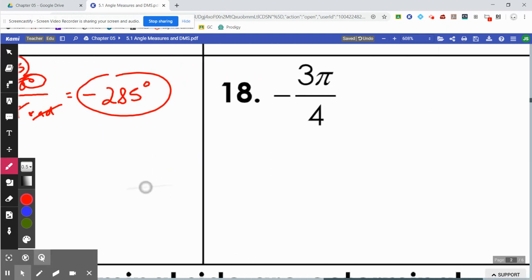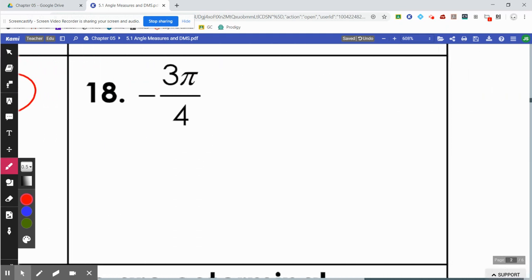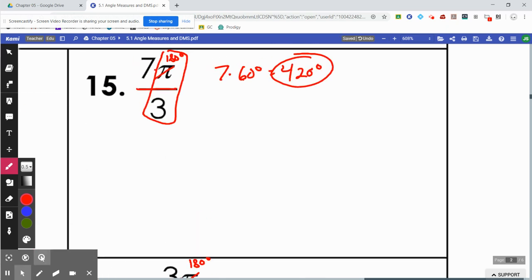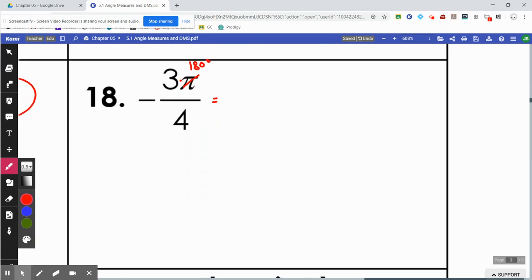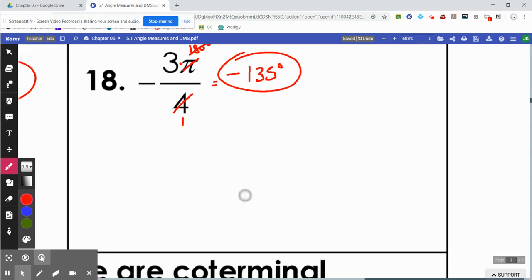Okay, number 18, the last one of these, negative 3 pi over 4. Again, I want you to get into a habit of just putting in 180 for the pi, because pi is 180. Reduce. I always like to reduce first or divide first. That would give you a 45 and a 1, so it reduces completely. So now you have 3 times 45, which is negative 135, and that's in degrees now.